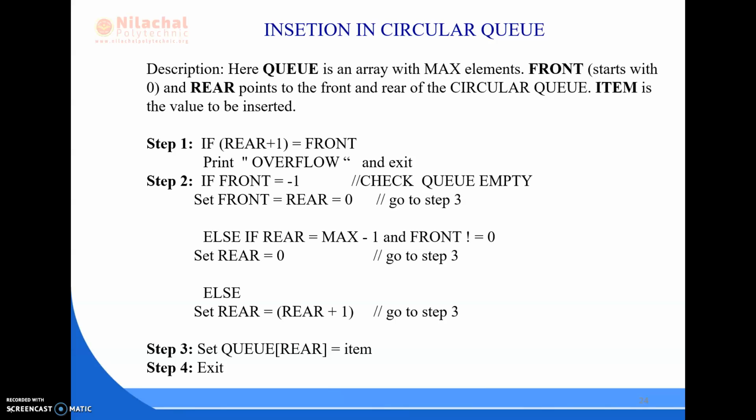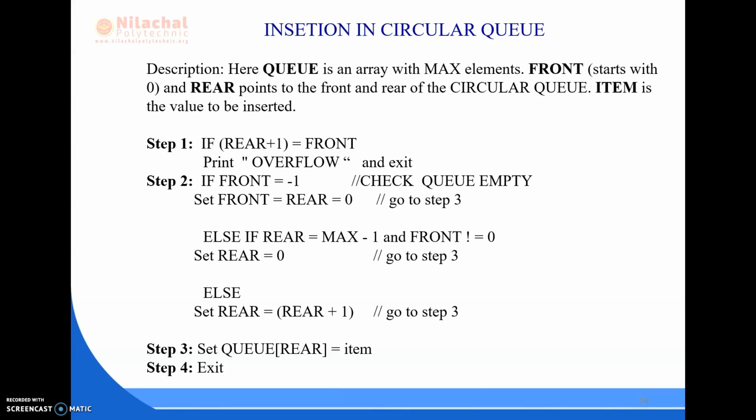But if rear plus 1 is not equal to front, here you can see as it is a circle, the last position plus 1 will be again the first position. That is the overflow condition. But if these two are not equal, that means there is some space for insertion in the queue. The second step says, if front is equal to -1, check. This is the condition for seeing that the queue is empty. So if the queue is empty, we need to do the insertion at the first position.